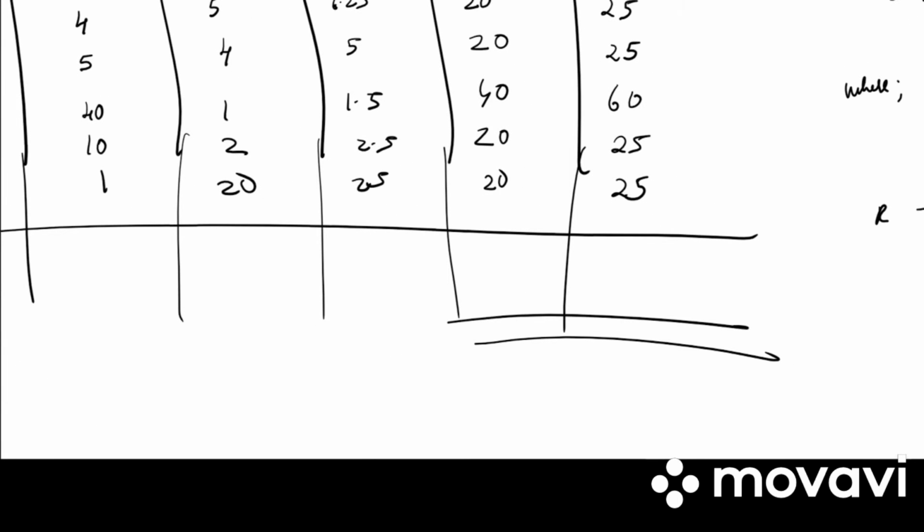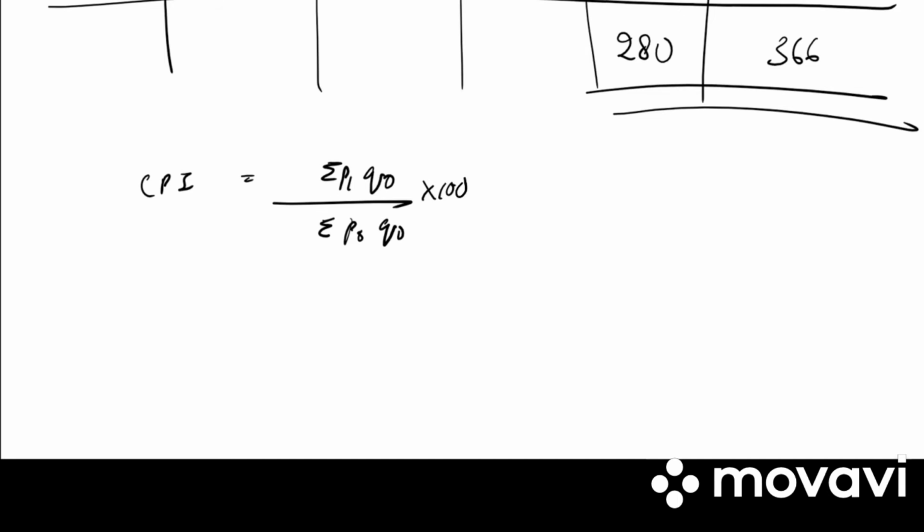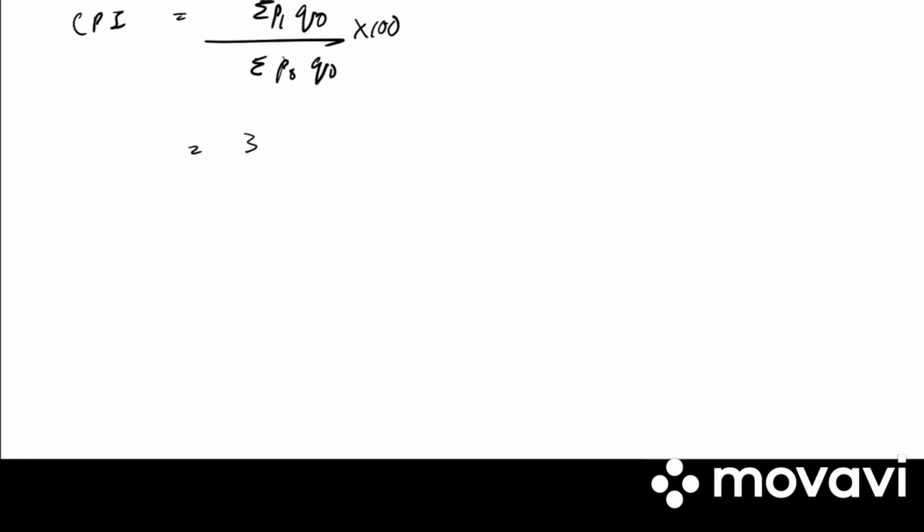So what is the total? 280, 366. So the consumer price index is summation P1 Q0 divided by summation P0 Q0 into 100. 366 divided by 280 into 100, that is 130.71.